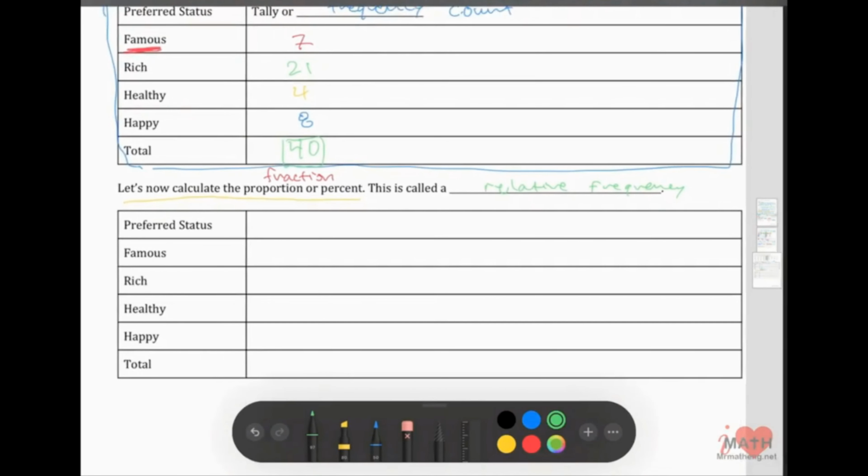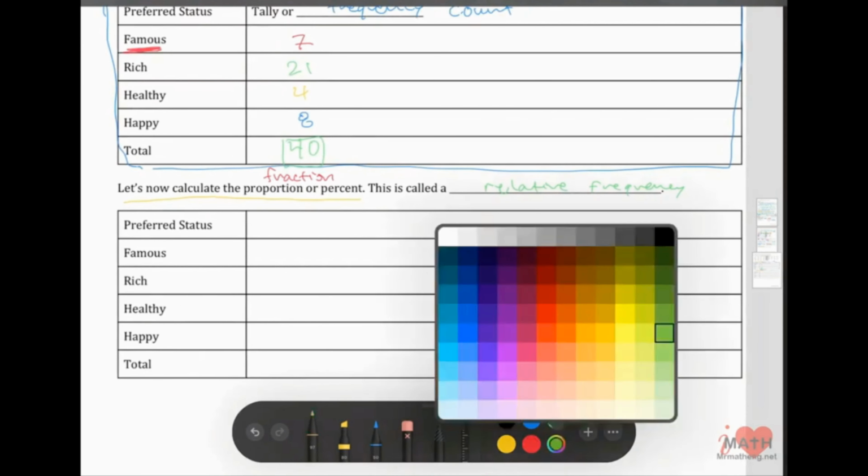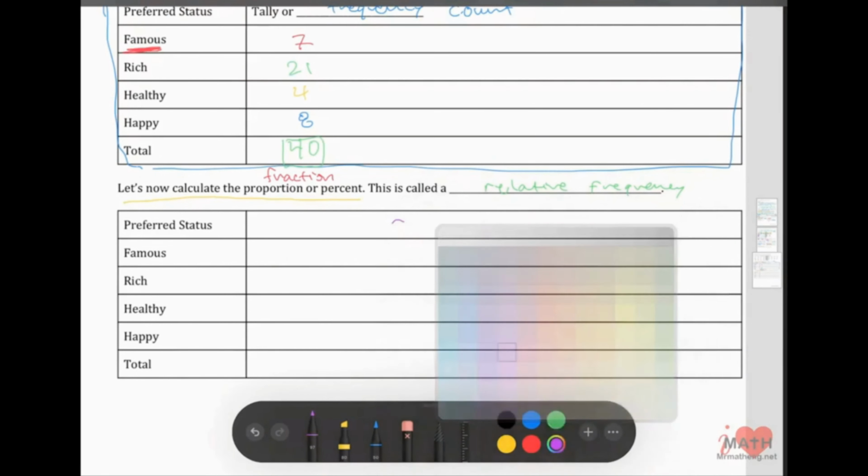Okay, so let me do this. Let's do a different color for the total. See if I can write in here. Again, new pen. Figuring this out, guys. Give me a break, okay?